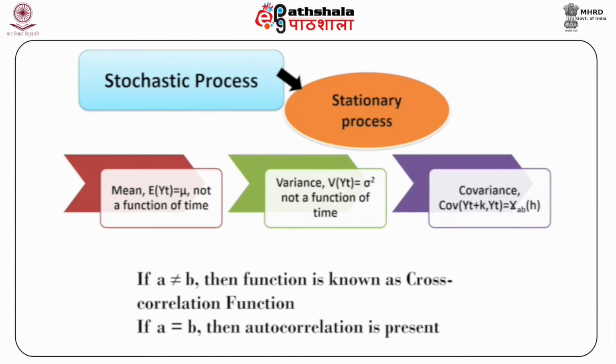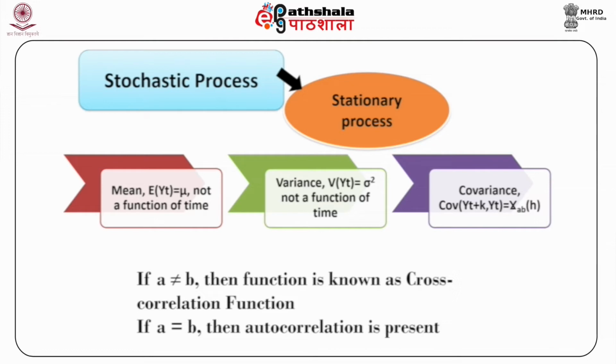If we explain it mathematically, the stationary time series will be that series whose mean, that is expectation of yt, is equal to mu, is not a function of time. Variance, that is variance of yt, is equal to expectation of yt minus mu whole square, is equal to sigma square, which is also not a function of time.